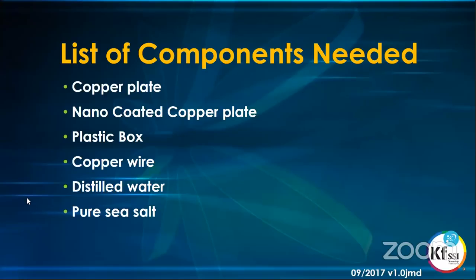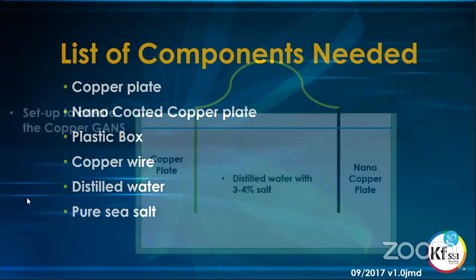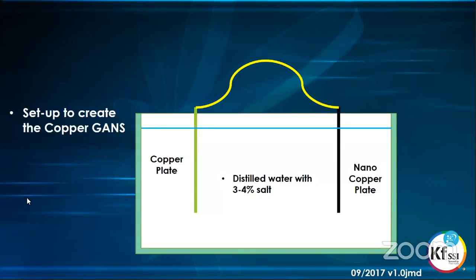So in this method, what we need is a plain copper plate, our nano-coated copper plate, your plastic box, copper wire, distilled water, and your sea salt. So it's similar to all the others, just we're having 2 copper plates, 1 nano and 1 plain. You set up the same process as every other method with your distilled water, salt solution, and your 2 plates, and you connect your 2 plates up with a wire. And that's a simple setup for the copper GANs.